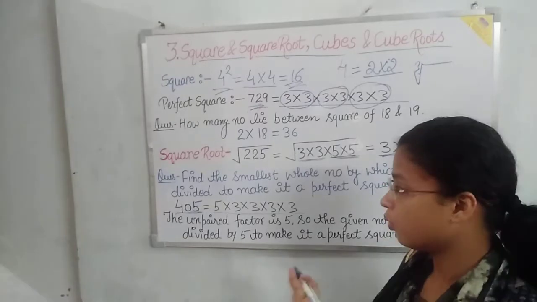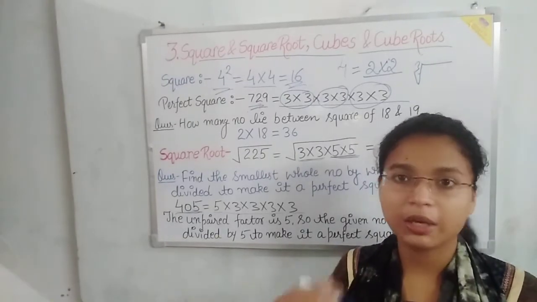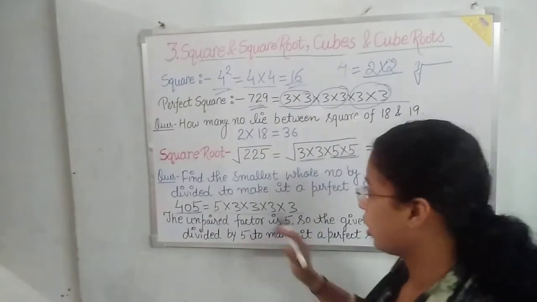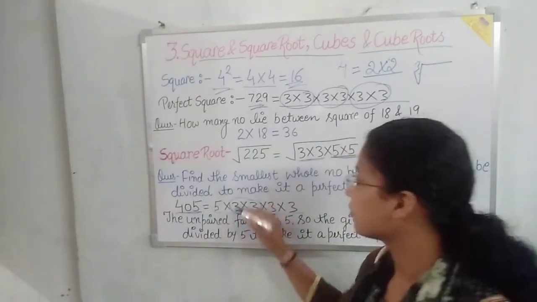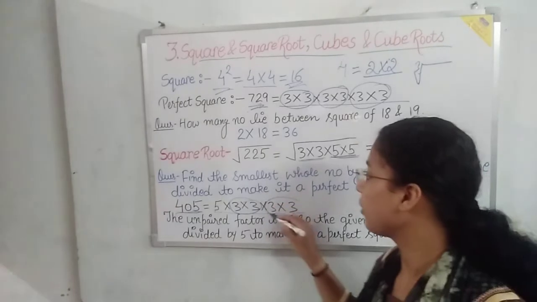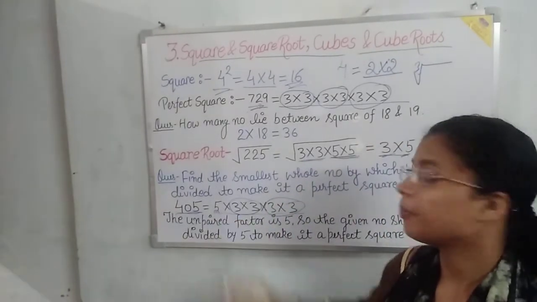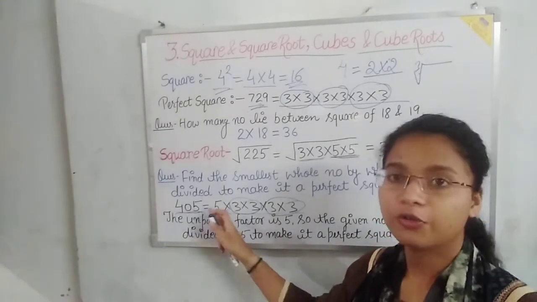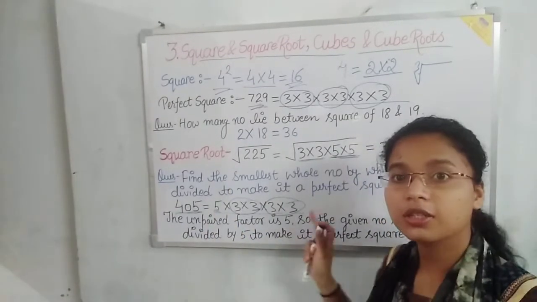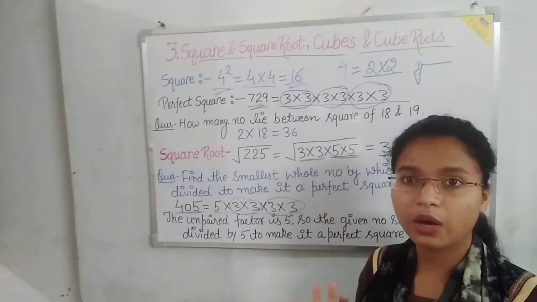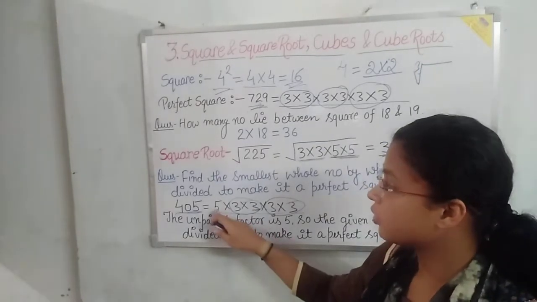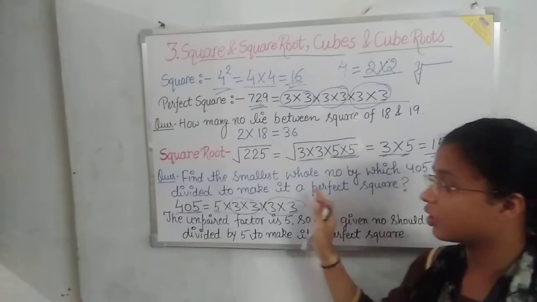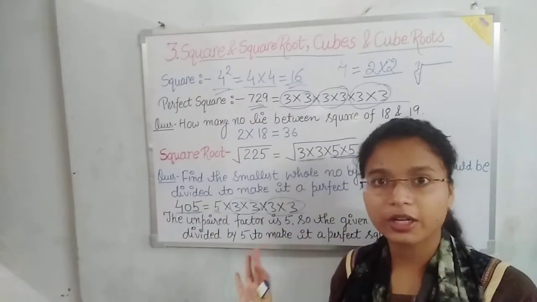Okay, now first thing you have to do is start making the pairs. 5 is not having any pair, so leave it. 3 into 3 will make one pair, 3 into 3 will make another pair. This 5 is unpaired. Suppose you remove this 5 from this prime factorization, this will become a perfect square.